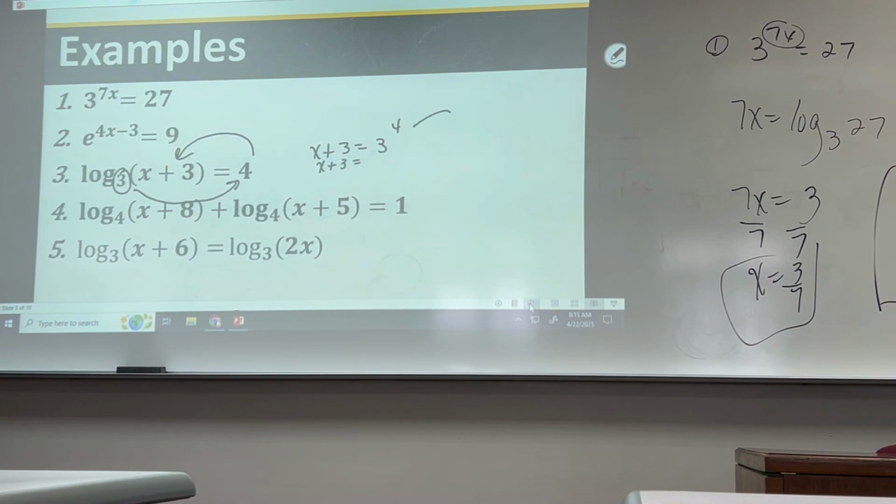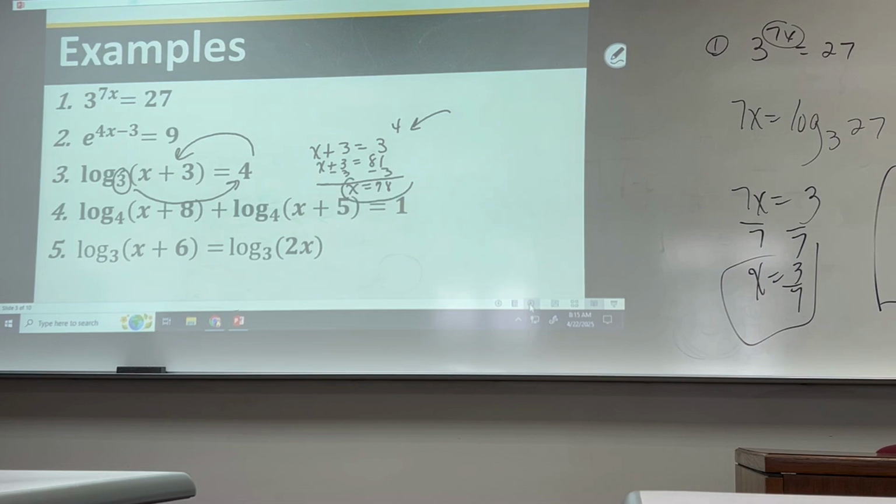Yeah, I'm just evaluating this. 3 times 3 times 3 times 3 is 81. And then what? Subtract 3 from both sides. So the solution is 78.